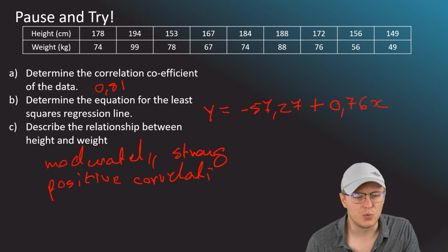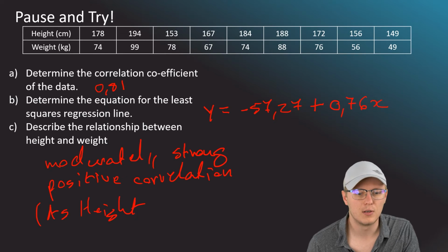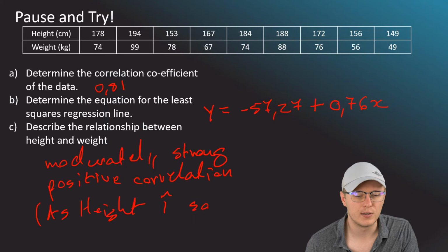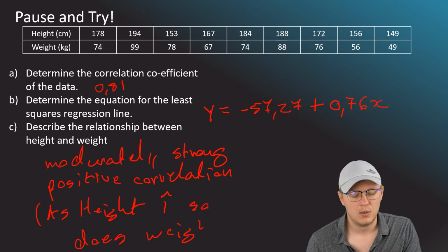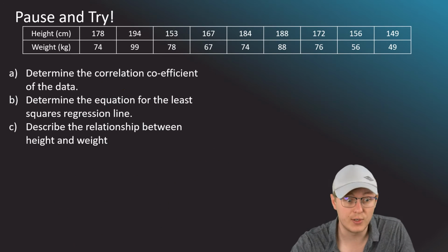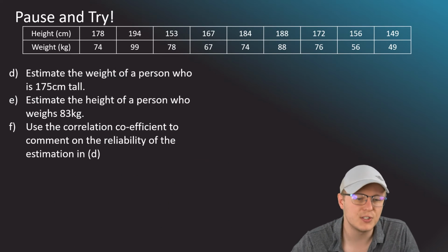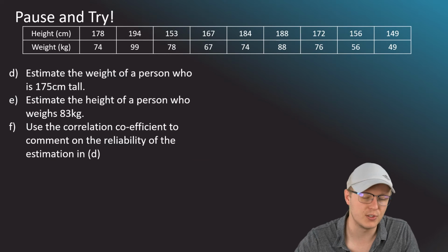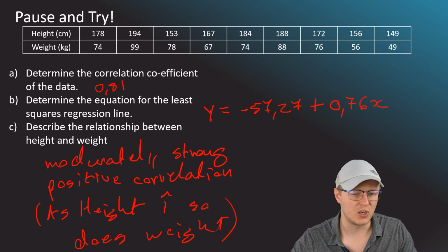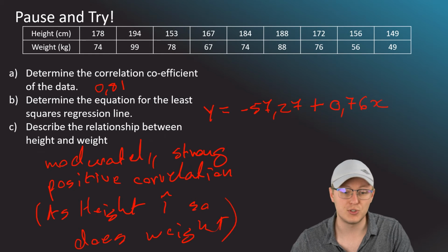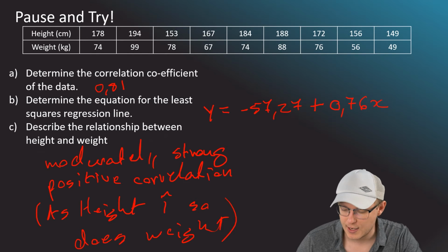Okay, so what does that mean? We know it means that as height increases, so does weight. Okay. Right, so then we can continue, and then you are asked to estimate the weight of a person who is 175 centimeters tall. Right, so here you have to use your least squares regression line.